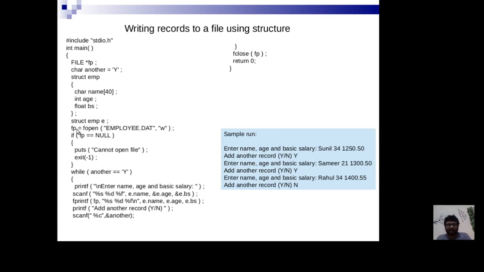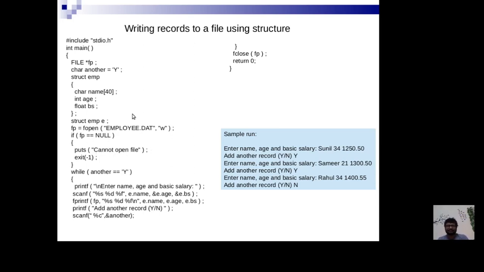Now we open a file named employee.dat in write mode. If no file of this name exists, then a file will be created and opened in write mode, as an empty file. Otherwise, if there exists a file, it will be opened in write mode and everything that exists in it will be overwritten. If the file open operation fails, then you exit the program.